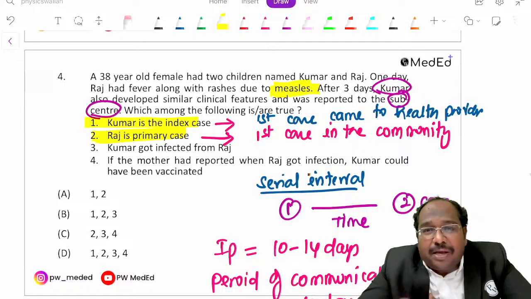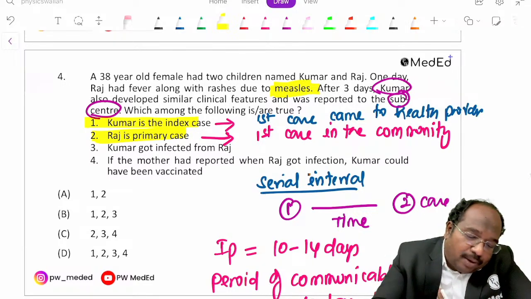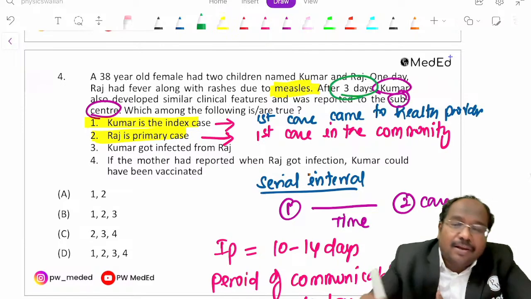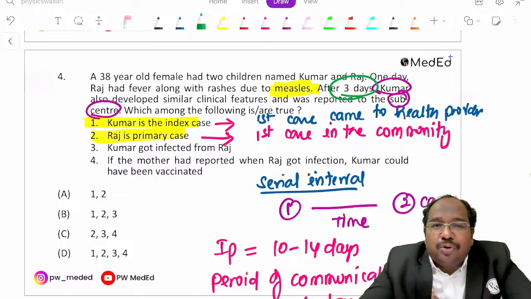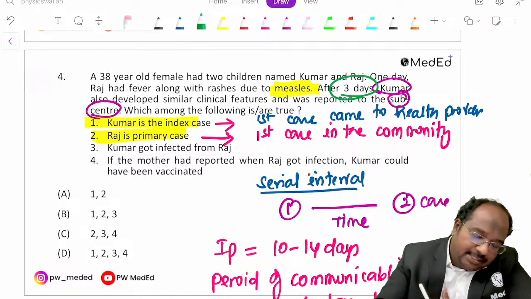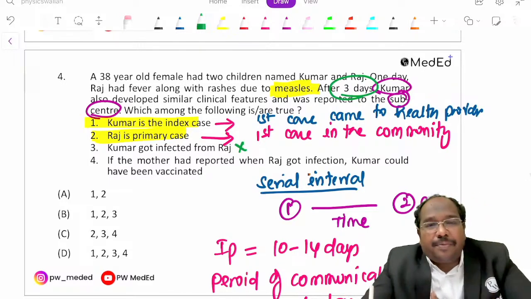No, that is false, because after how many days did Kumar develop the disease? After 3 days. You require a minimum of 10 to 14 days gap. So Kumar got infected from Raj, that is wrong here.